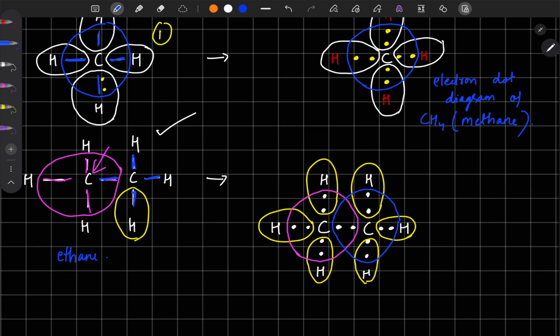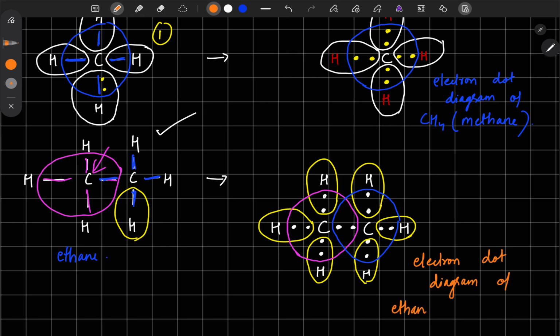Now it's very clear. You can look at the sharing here for this bond, and similarly for all other bonds. That is how we do it. So this is the electron dot diagram of ethane, C2H6.